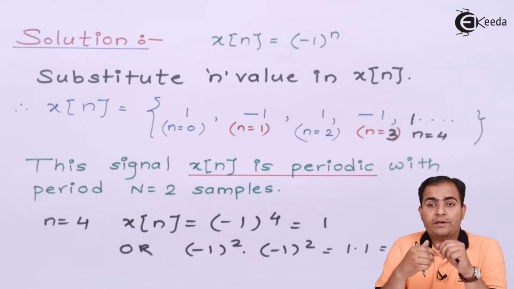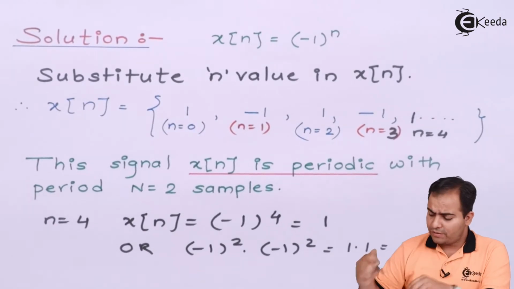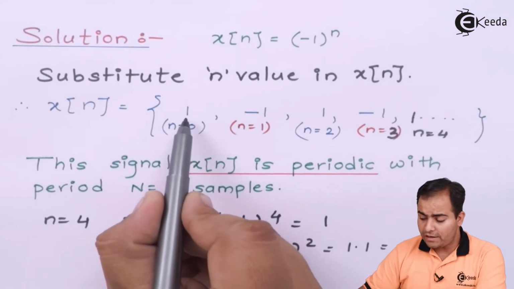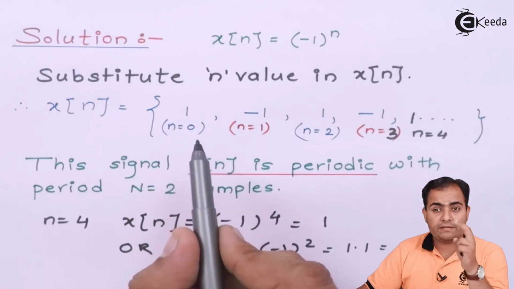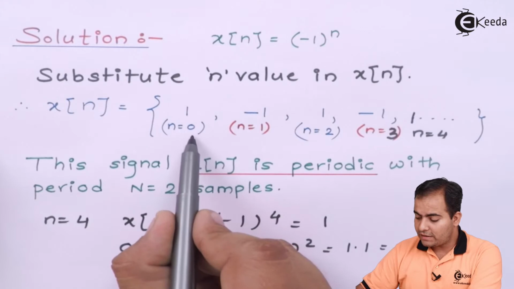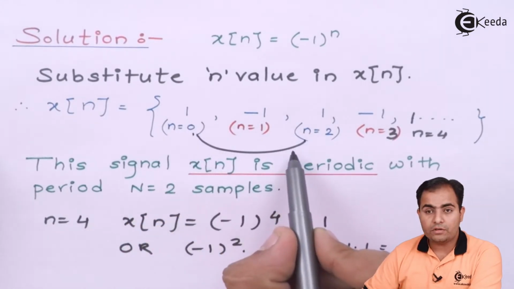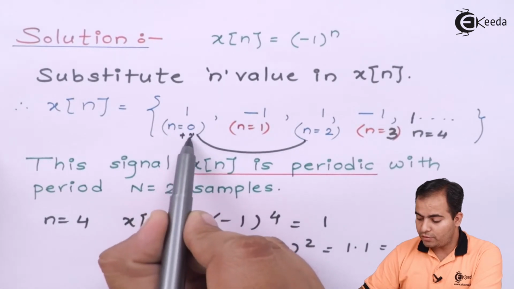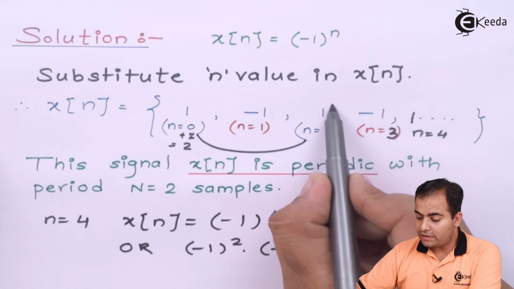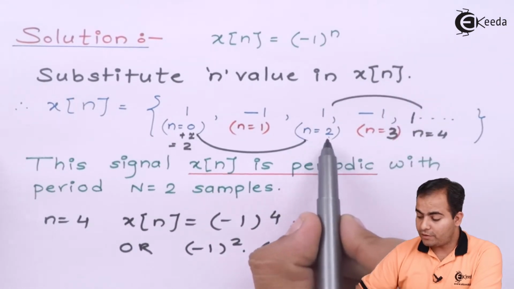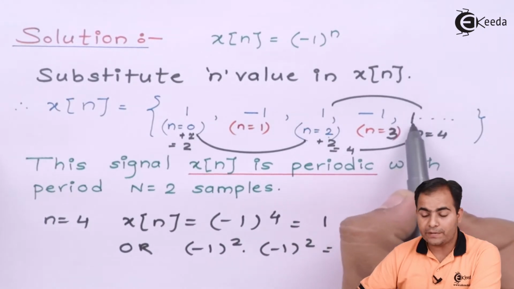If a function is not able to repeat itself after a given time period, then the function is non-periodic. Here, the value 1 repeats after each and every interval, and this interval is 2. If we add 2 here, the result is 2. Now, this 1 also repeats after 2, so if we add 2, you will get 4. So at n equals 4, this value is repeated.